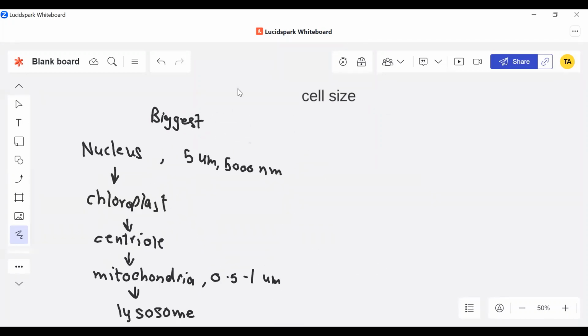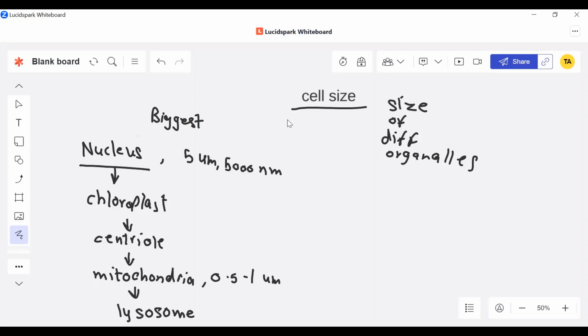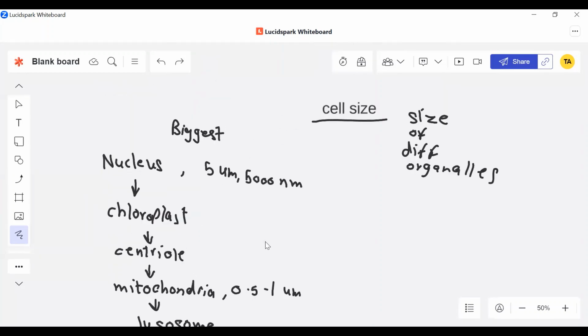So what is cell size? You need to know the size of different organelles. There are questions in the IMAT which will ask you how big or small a cell is. So the biggest cell, the biggest organelle, sorry, in our cell is called the nucleus. And you also need to know the size of the organelles that I've written here. So nucleus is around 5 micrometer or 5,000 nanometer long.